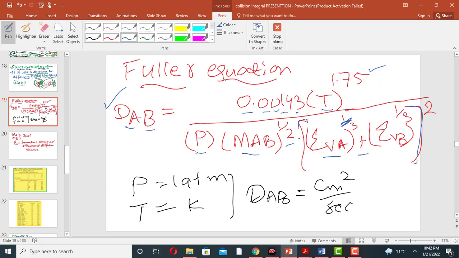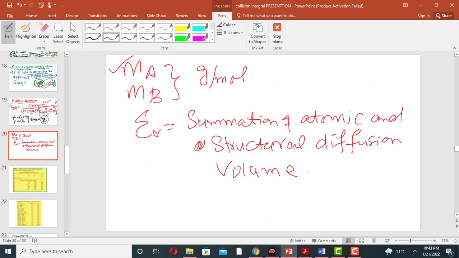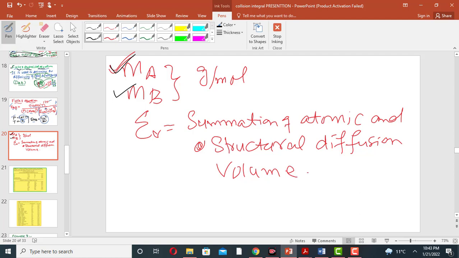Now in this Fuller equation, the pressure is in atm and the temperature is in Kelvin. The unit of D_AB from this equation is centimeter square per second. The diffusivity is in centimeter square per second. From the above equation, M_A is the molecular weight of gas A and M_B is the molecular weight of gas B, and the unit of molecular weight is gram per mole.